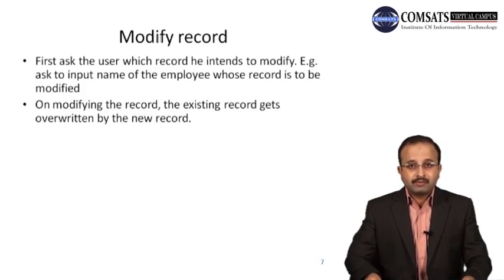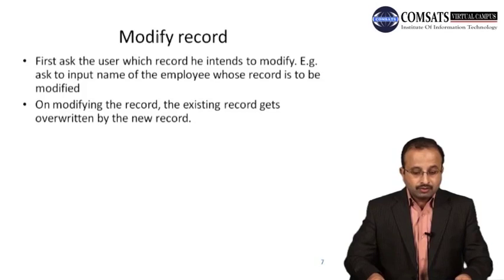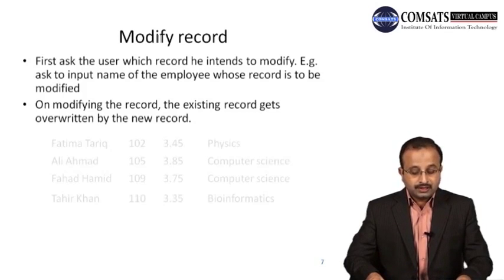For example, the user inputs the name Fahad Hamid, so then you will start searching. You first read one record, then you check whether the name is the same as input by the user. If it is not, you read another record. If you find that the name is the same as input by the user, then you input the new values and write these values on that place in the file. Okay? So on modifying the record, the existing record gets overwritten by the new record. How will it be overwritten? We will see this.